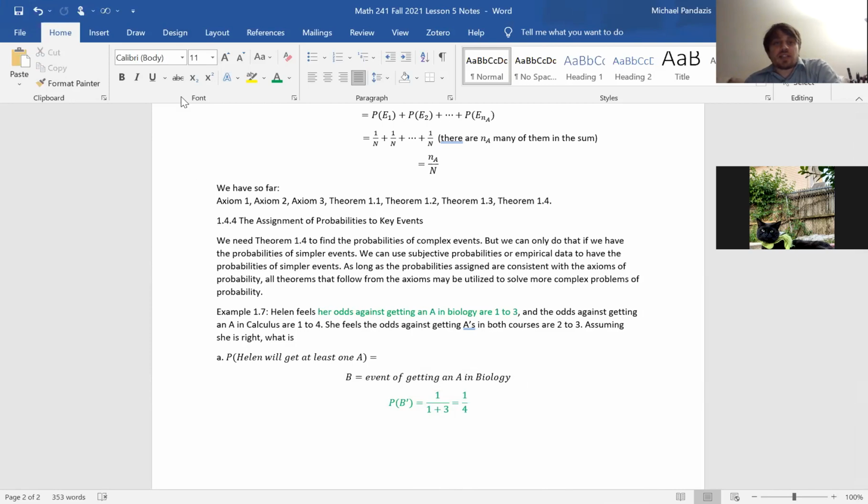Okay, so now let's look at the odds. It says the odds against getting an A in calculus are 1 to 4. So let's use a different color. Now, the odds against getting an A in calculus are 1 to 4.